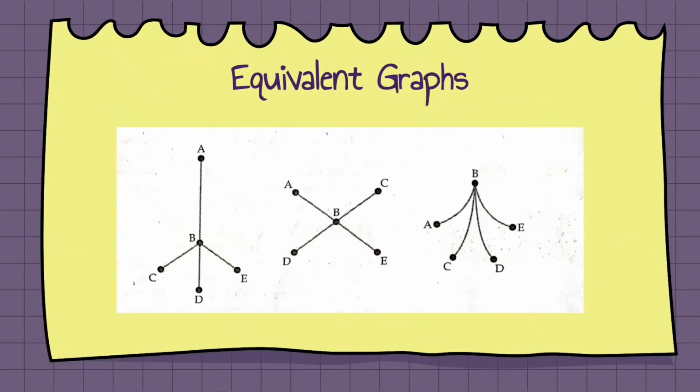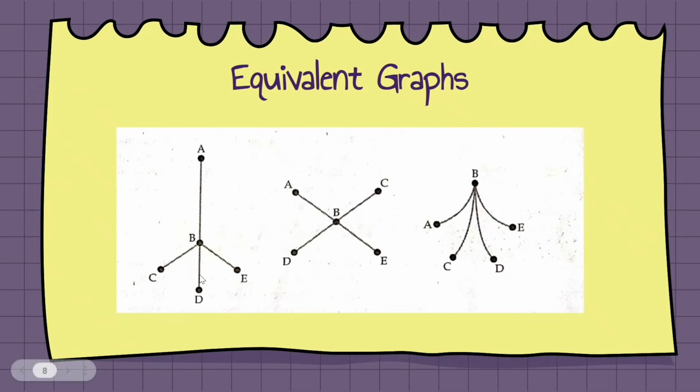Note, class, that it does not matter whether the edges are drawn straight or curved, and their lengths are not important, nor is the placement of the vertices important. All that matters is which vertices are connected by edges. So consequently, these three graphs shown here are considered equivalent graphs because the edges form the same connections of vertices in each graph. So let's examine this.